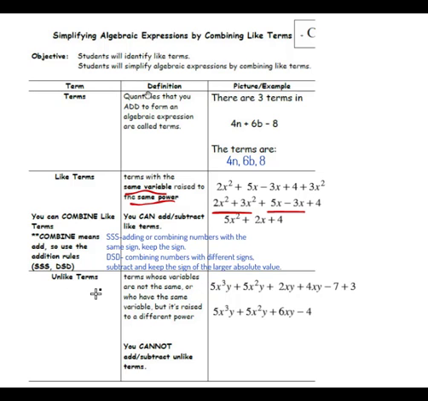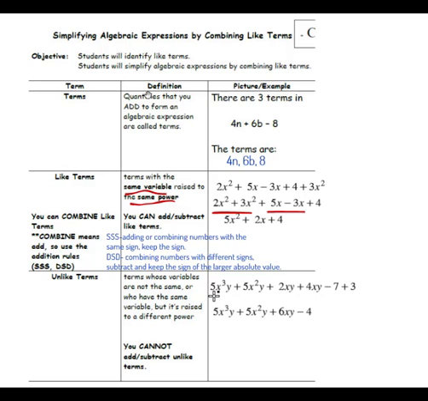Unlike terms: terms whose variables are not the same, or who have the same variable but it's raised to a different power. You cannot add or subtract unlike terms. So let's look at our example. We have 5x to the third power y plus 5x squared y plus 2xy plus 4xy minus 7 plus 3.